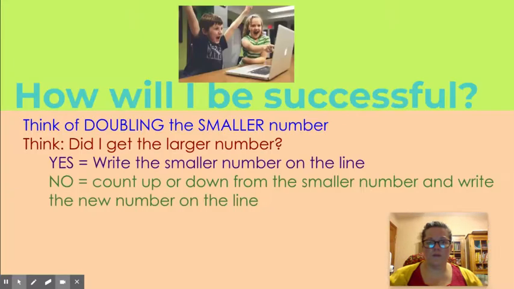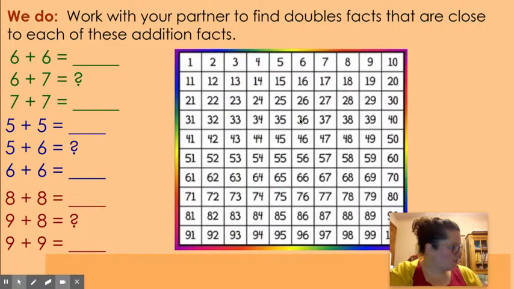All right. So we are going to be successful today by thinking of doubling the smaller number, and then we are going to think, did I get the larger number? If you did not get the larger number, or if you did and you answered yes, you're going to write the number that you doubled on the line. If you did not get the larger number, you may need to count up 1 or down 1 from that number that you added to write the new number on the line. So let me show you what that looks like, okay?